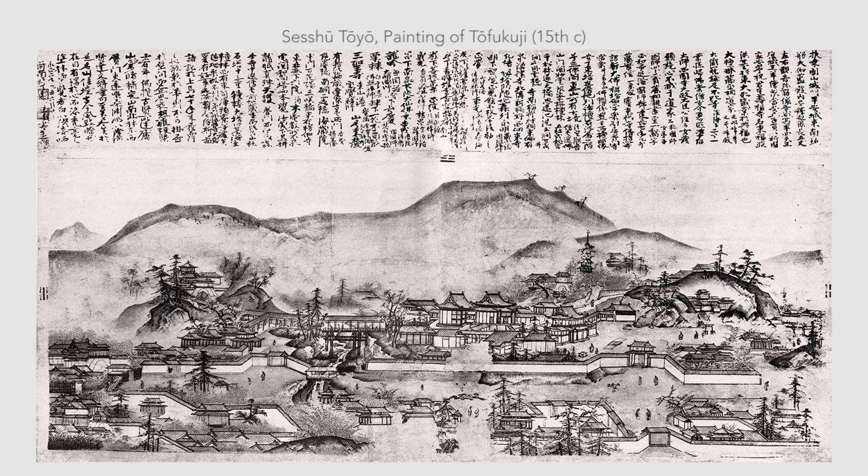Tofukuji, one of the first Zen temples to be built in Kyoto, preserves the appearance of an early Zen monastic complex. Founded in 1236 and completed in 1255, it was severely damaged by fires in 1319 and 1334, but was quickly rebuilt with the support of Bakufu leaders.